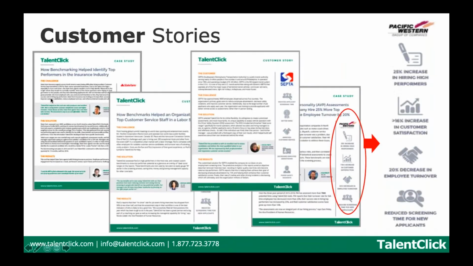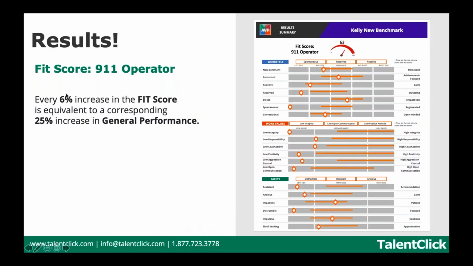But what they found out, let's go back. What they found out when they correlated the actual performance metrics with our assessments is that every 6% increase in the fit score is equivalent to a corresponding 25% increase in general performance. They found that to be remarkable, and it's really helping them hire people that end up with better performance ratings over time. And they're just better fit with the job and better fit with the culture. Okay, so that's just one example among the dozens that we have.